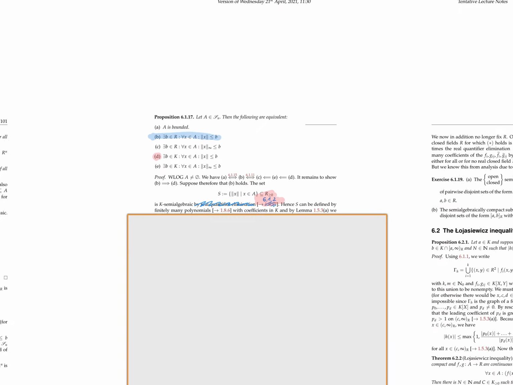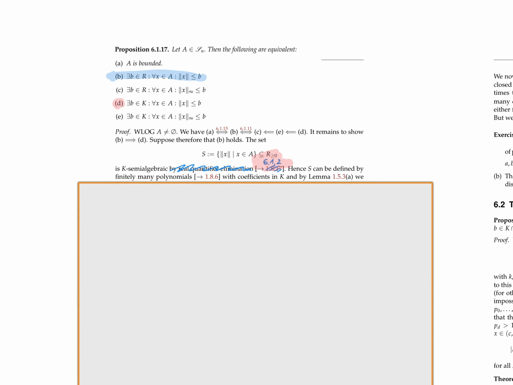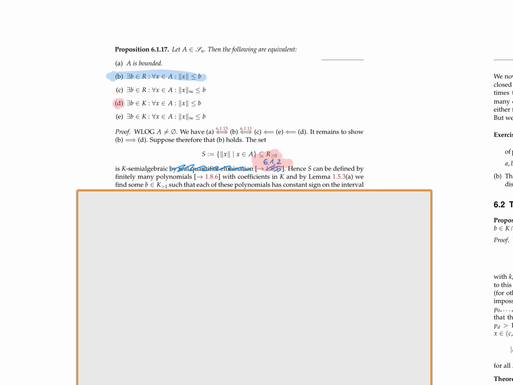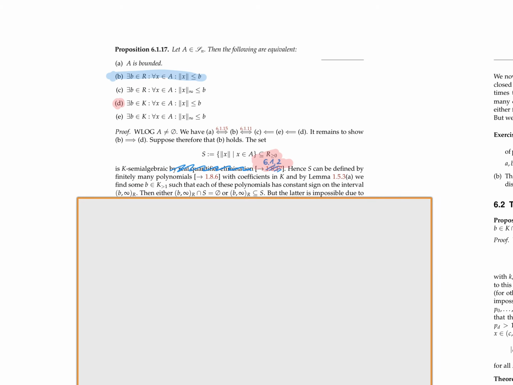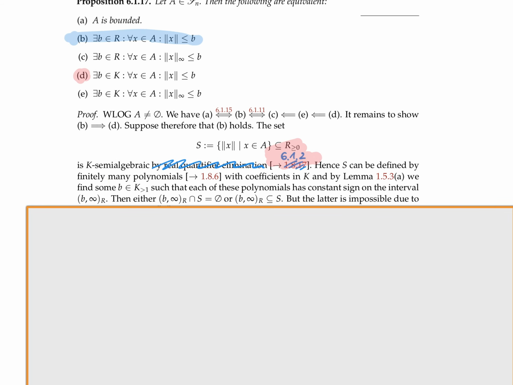Okay, so we find some B, let's say from K bigger than 1, such that each of these polynomials has constant sign on the interval from B to infinity.